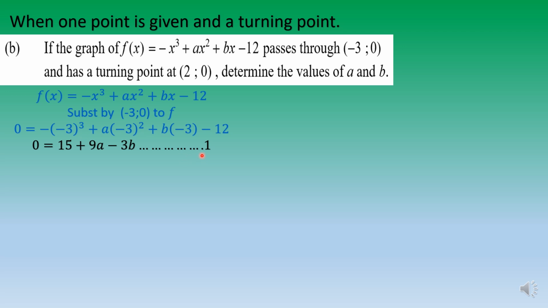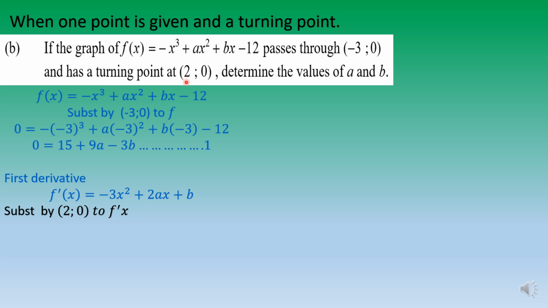So how do we then obtain equation number 2? For equation number 2, we are going to use the coordinates of the turning point. Understanding the idea of the turning point theorem, we have to find the derivative at the turning point and equate the derivative to 0 to find the second equation. So this takes us to finding the derivative of f(x), which is f'(x) = -3x² + 2ax + b. So we substitute by what now? By this point, which is 2, and in the place of f' we put 0. As you can see, at the turning point of any graph, the gradient is equal to 0. Now, this is our second equation.